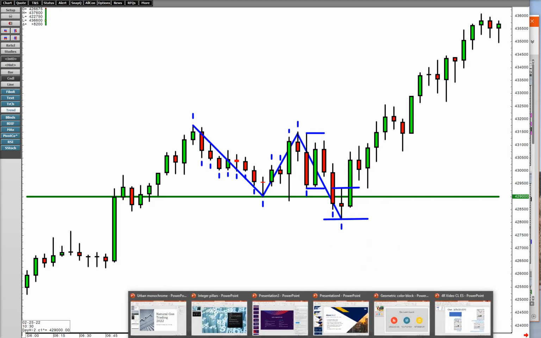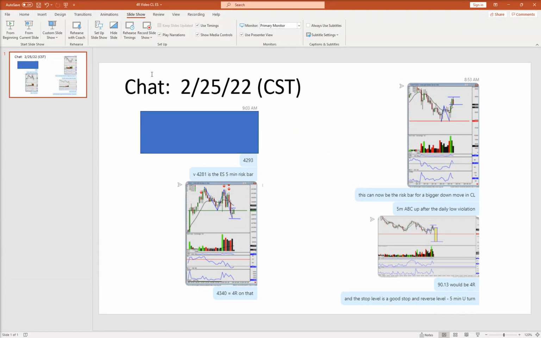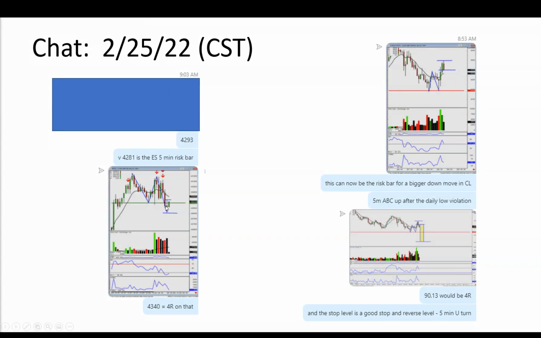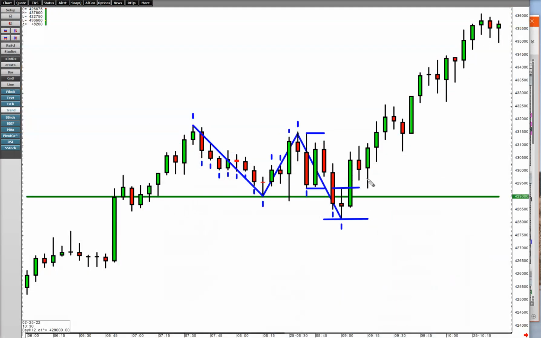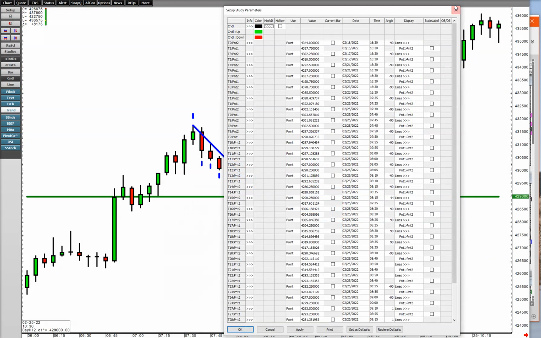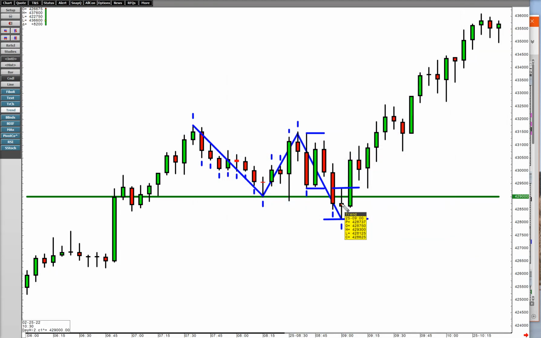And if we go back to this PowerPoint, I don't know if I can make that any bigger, but see if you can recognize it's the exact same point that I had pointed out here at 9:03 a.m. And the time of this bar is 9. So 9 to 9:05 is when this bar was formed, and the 9:05 to 9:10 bar broke that.